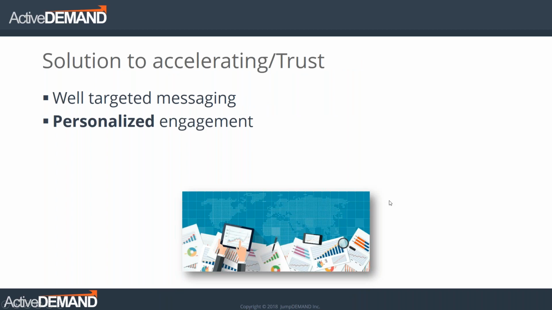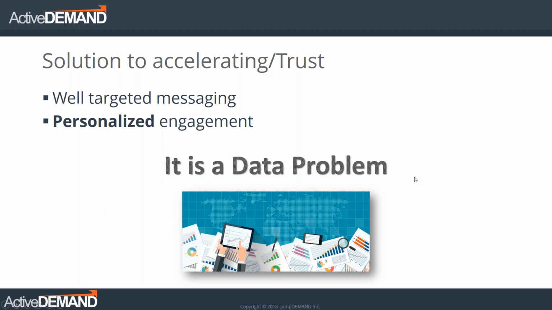So really, the solution to these challenges is well-targeted messaging and personalized engagement. And I think that this is a data problem more than it is a marketing problem, specifically when we're talking about account-based marketing.